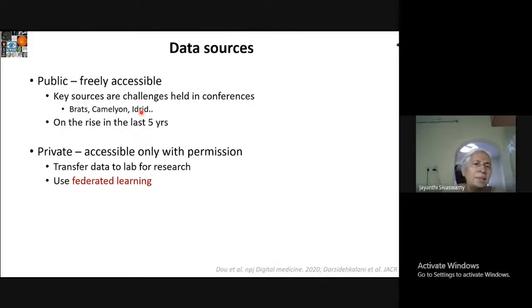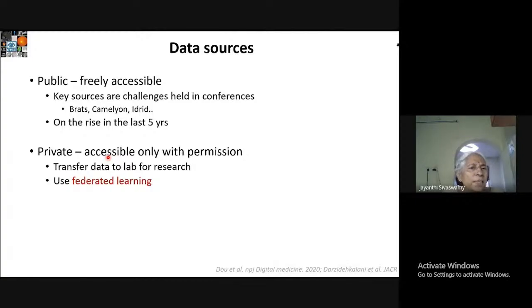So if you want to benchmark your method, your model against another method, then there are two ways to do it. One is implement their method, which is difficult because in the deep learning era, you need to know what weights they use and this and that. So re-implementing their network is very difficult. The second alternative is to test it on the same data set that they did. But if they use a private data set, what do you do? It's very difficult. So this is accessible only with permission.